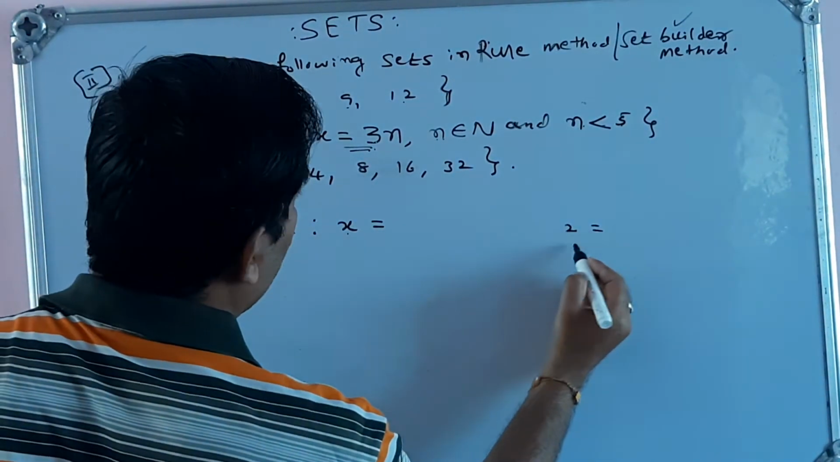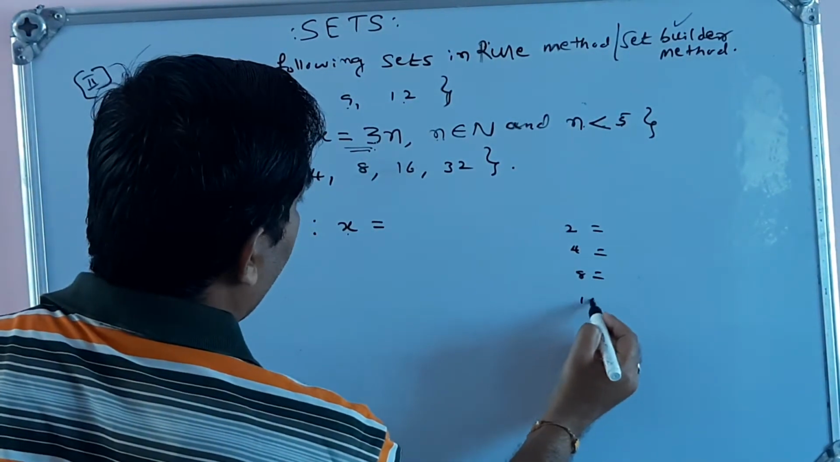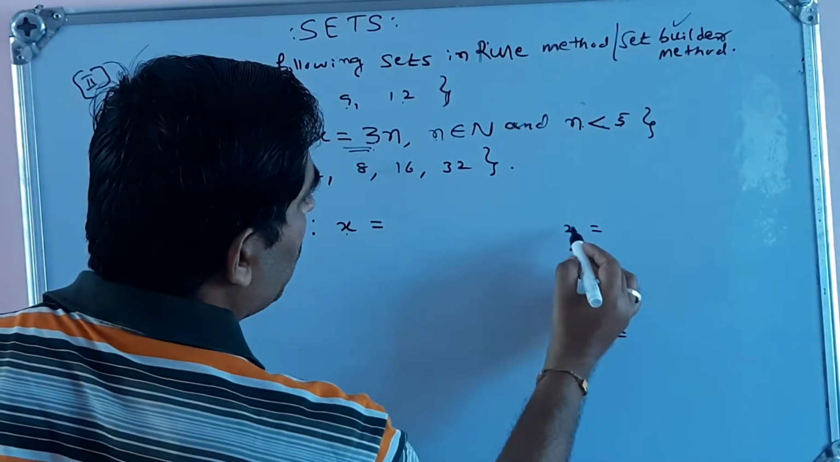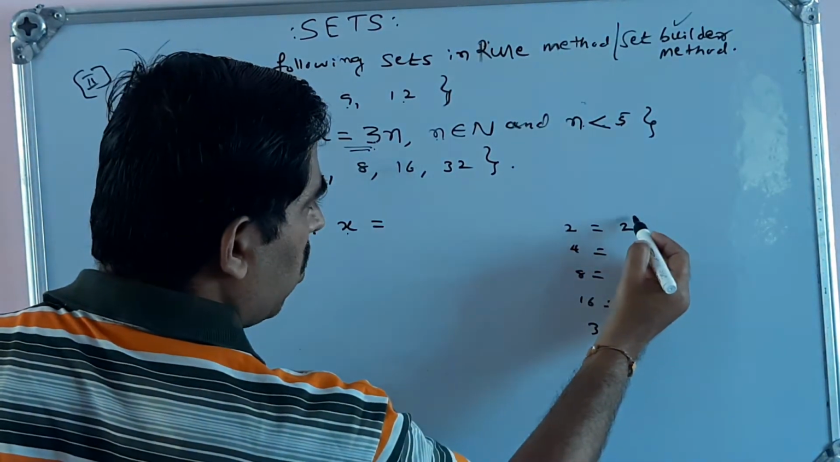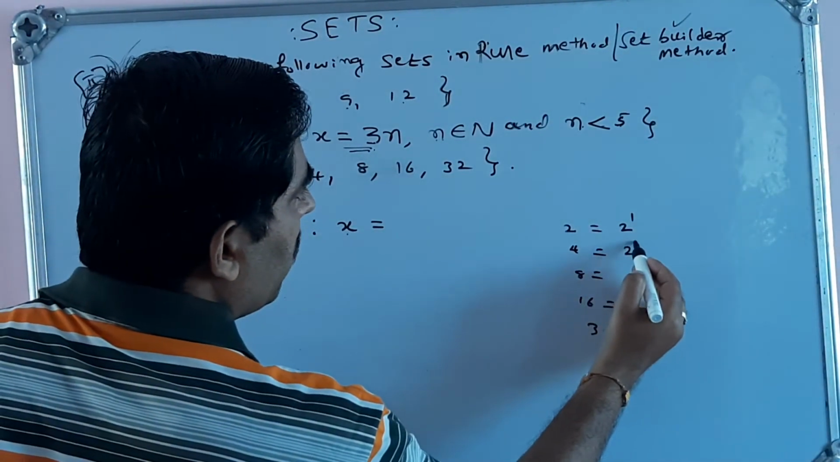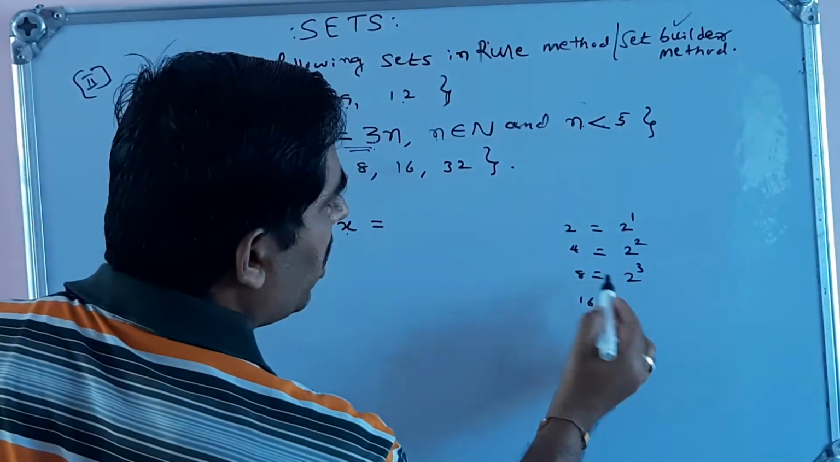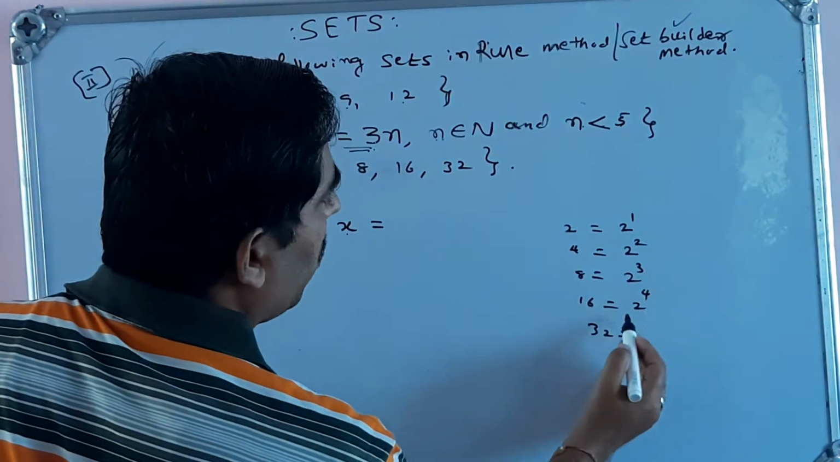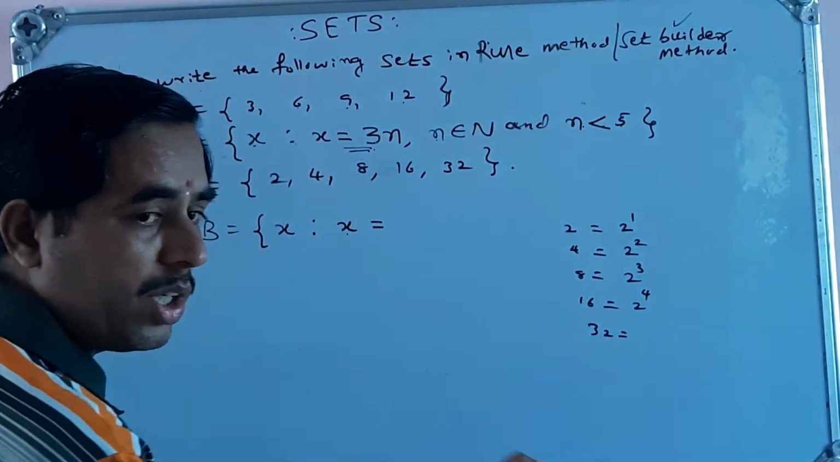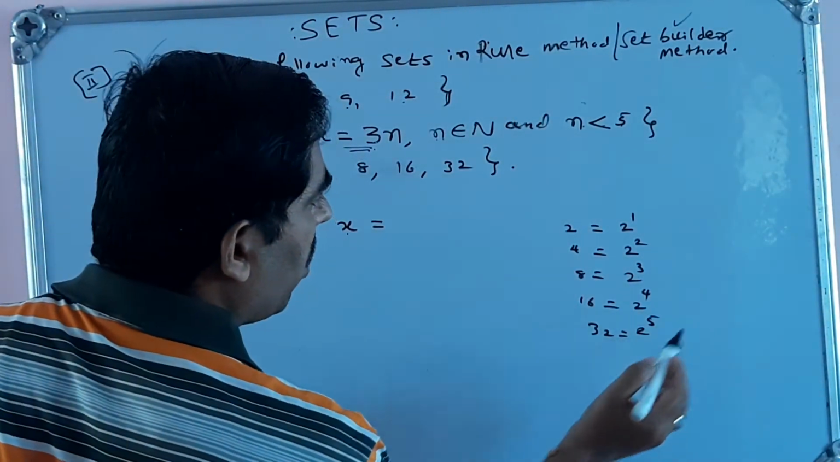So observe the elements 2, 4, 8, 16, 32. See, 2 means 2 ones are 2, or 2 to the power of 1. Then this 4 can be written as 2 square, 2 into 2, that is 4. Then 2 cube, 2 into 2 into 2, that is 8. Then 2 to the power of 4, 2 is multiplied 4 times, 2 into 2 into 2 into 2, 16. Then 2 to the power of 5, 32.